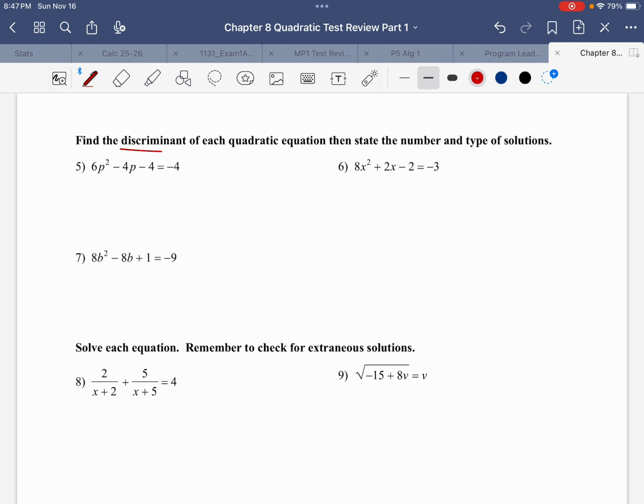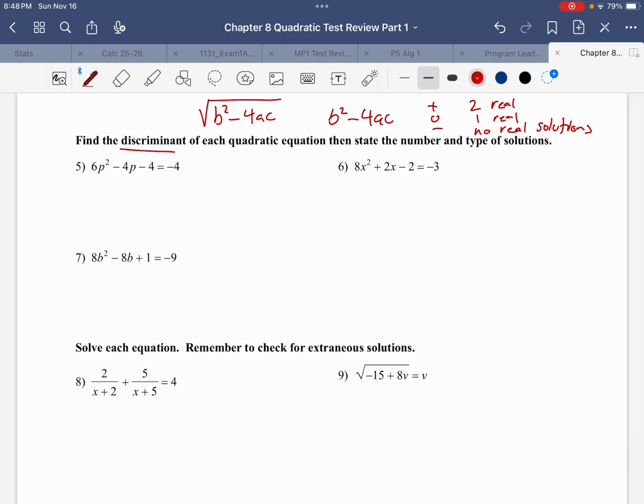When we talk about the discriminant, inside the quadratic formula, or inside the radicand, what's inside the radical in the quadratic formula, b squared minus 4ac. If this number is positive, we get 2 real solutions. If it's 0, we get 1 real solution. And if it's negative, we get no real solutions. Technically, they'd be imaginary.